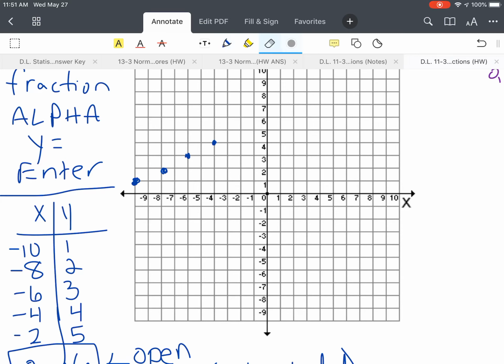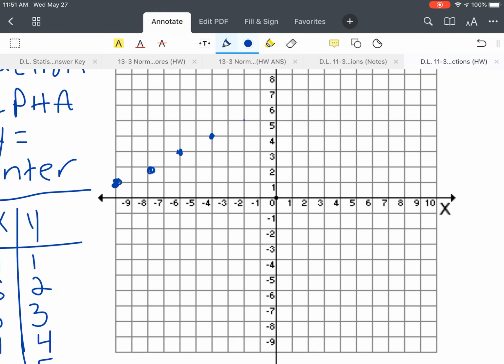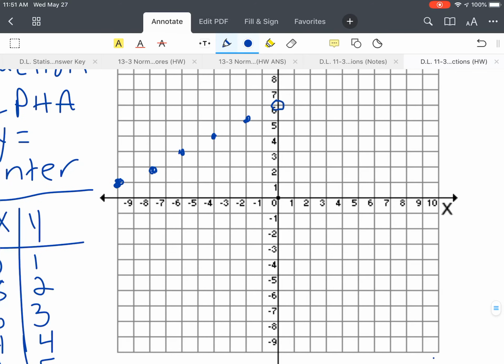Okay, and again, I do want to graph 0, 6, but I want to do it as an open circle. So all these other ones are closed. 0, 6 is going to be an open circle. And 0 is the fence. That's the last number that I'm going to graph. So I'm going to connect them with a line. Okay. So that shows that I'm graphing this line that's less than 0.